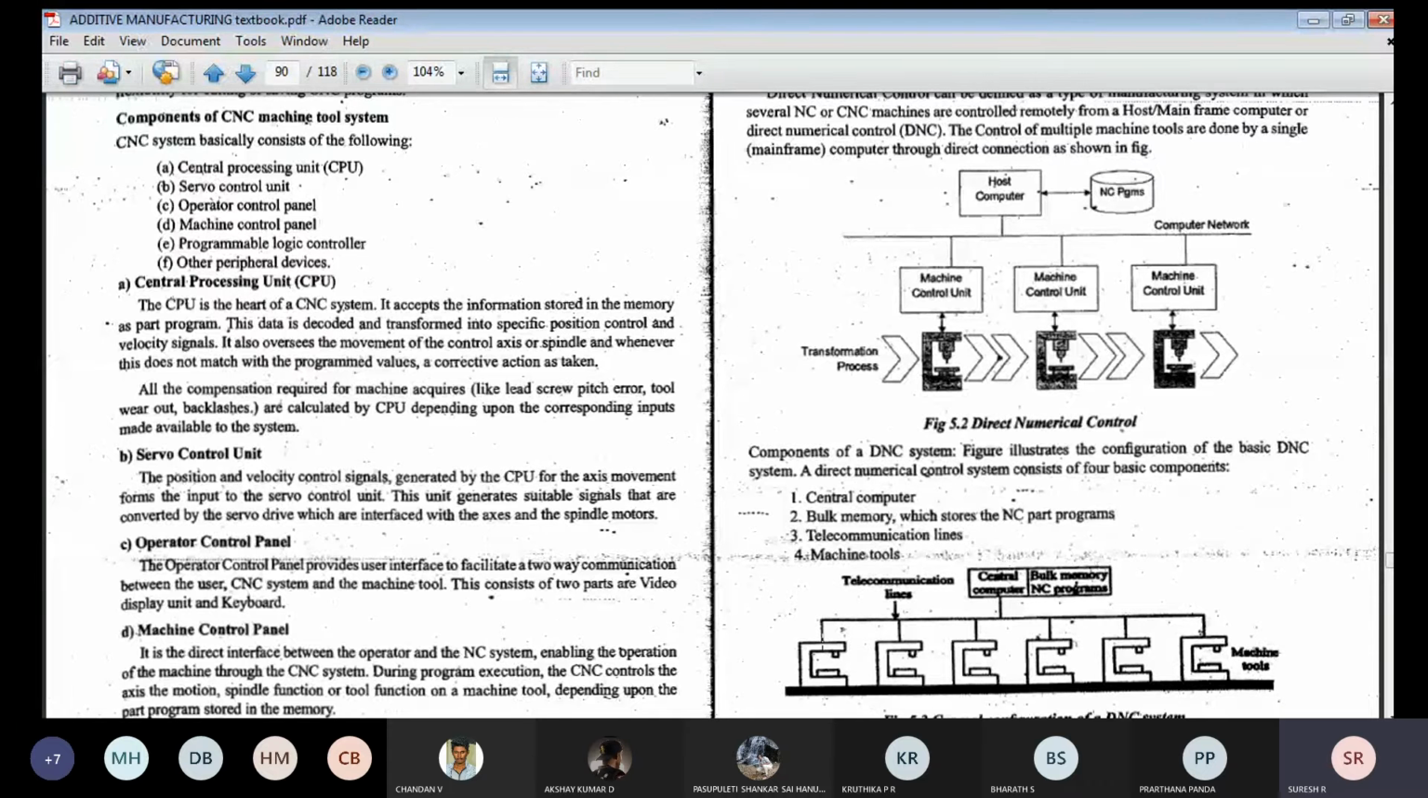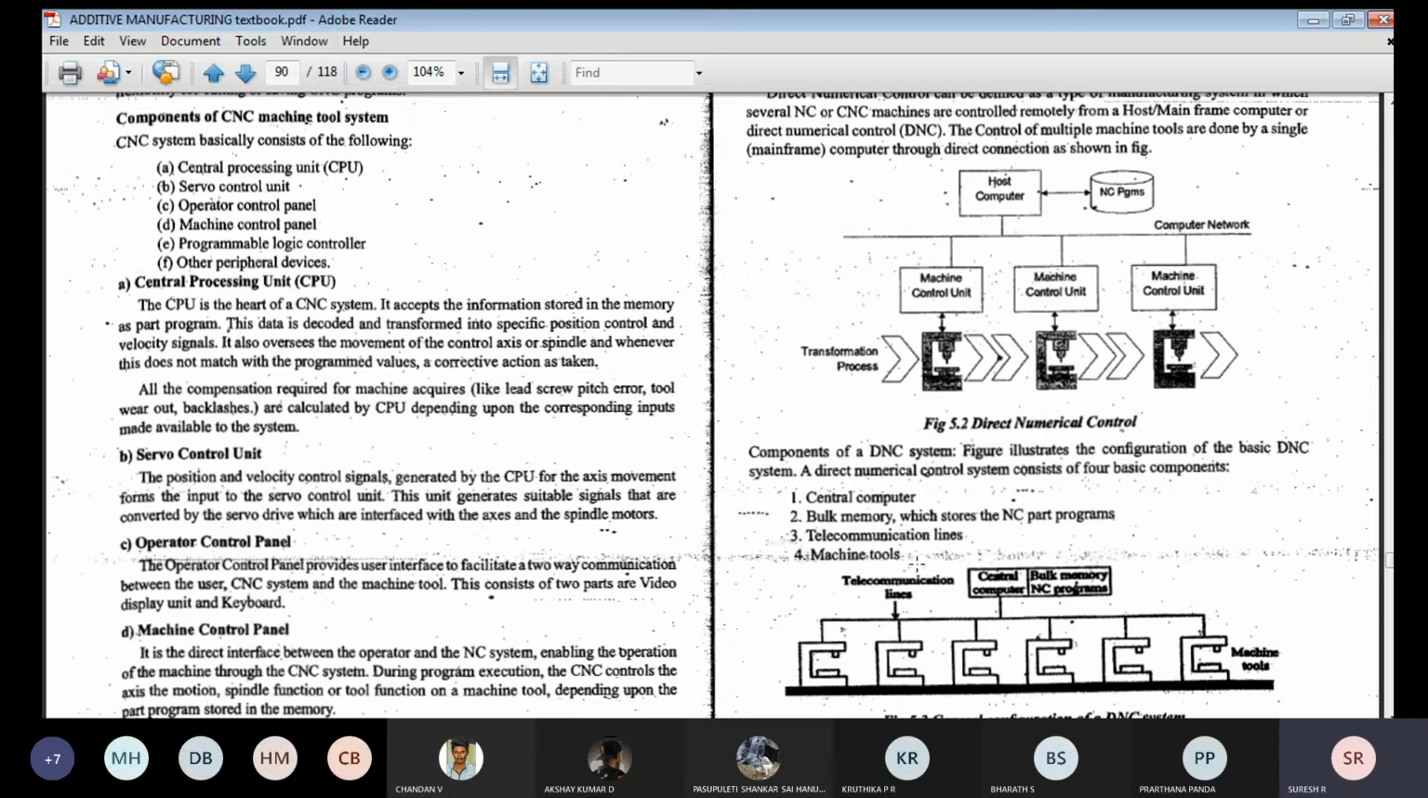The third important component is the telecommunication lines. All the machines are connected to the telecommunication lines. Telecommunication lines mean the exchange of information. These are the telecommunication lines which connect all the machines.